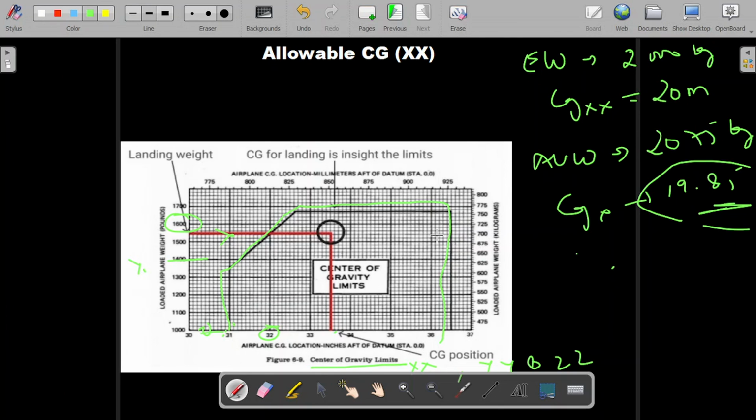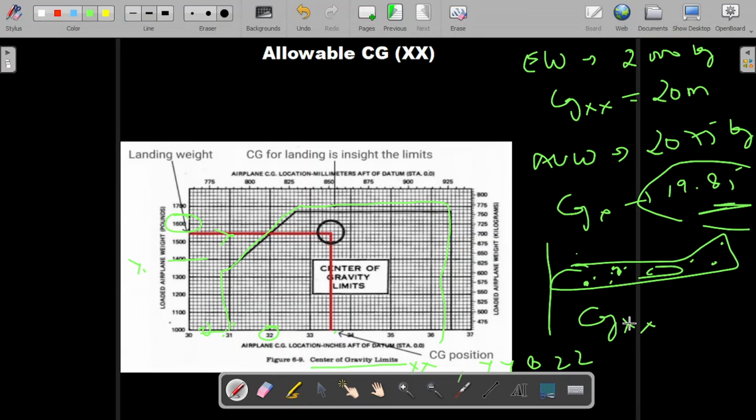So this is specifically for XX, similarly for YY and ZZ. The whole point is to keep the load in an aircraft in a way that, let's say one weight is here, one weight is here, one weight is here, if we calculate the total CG of all the weight, then it should be within the limit of the box as provided in the flight manual.